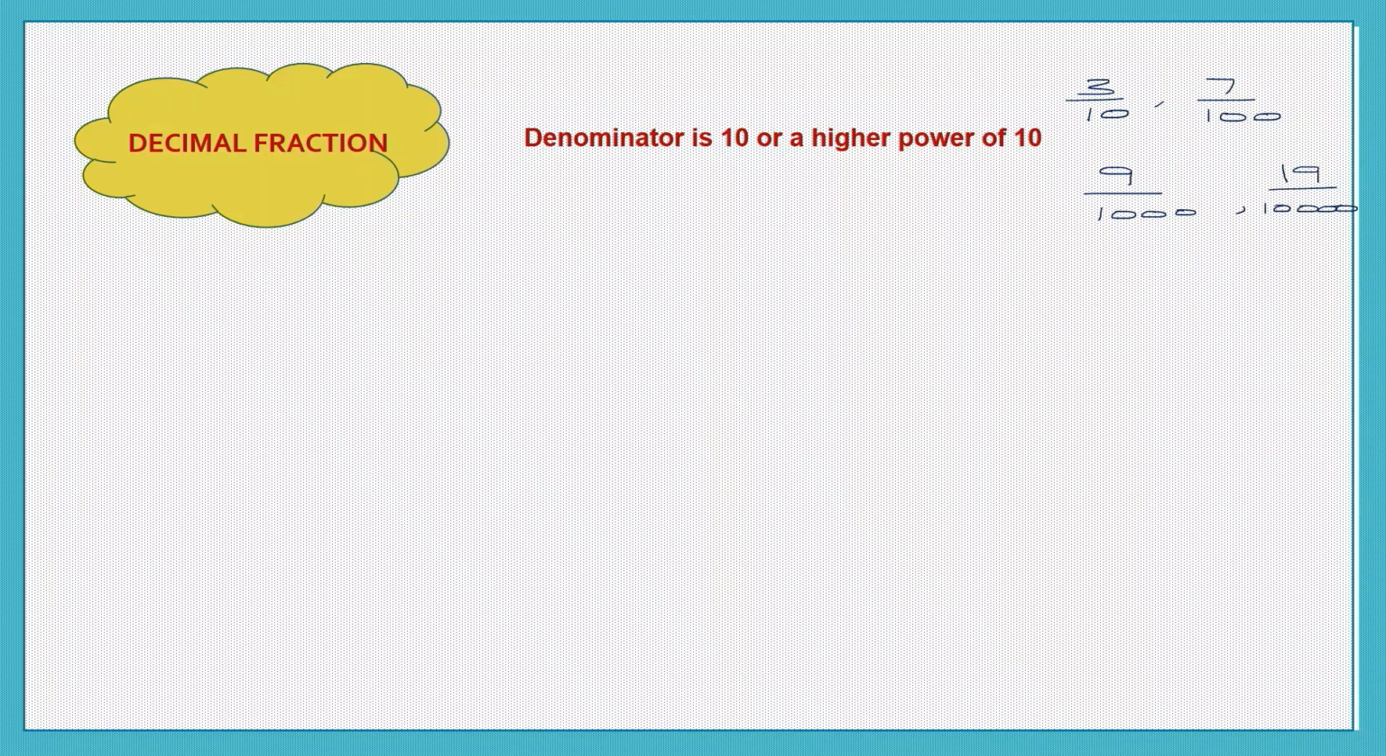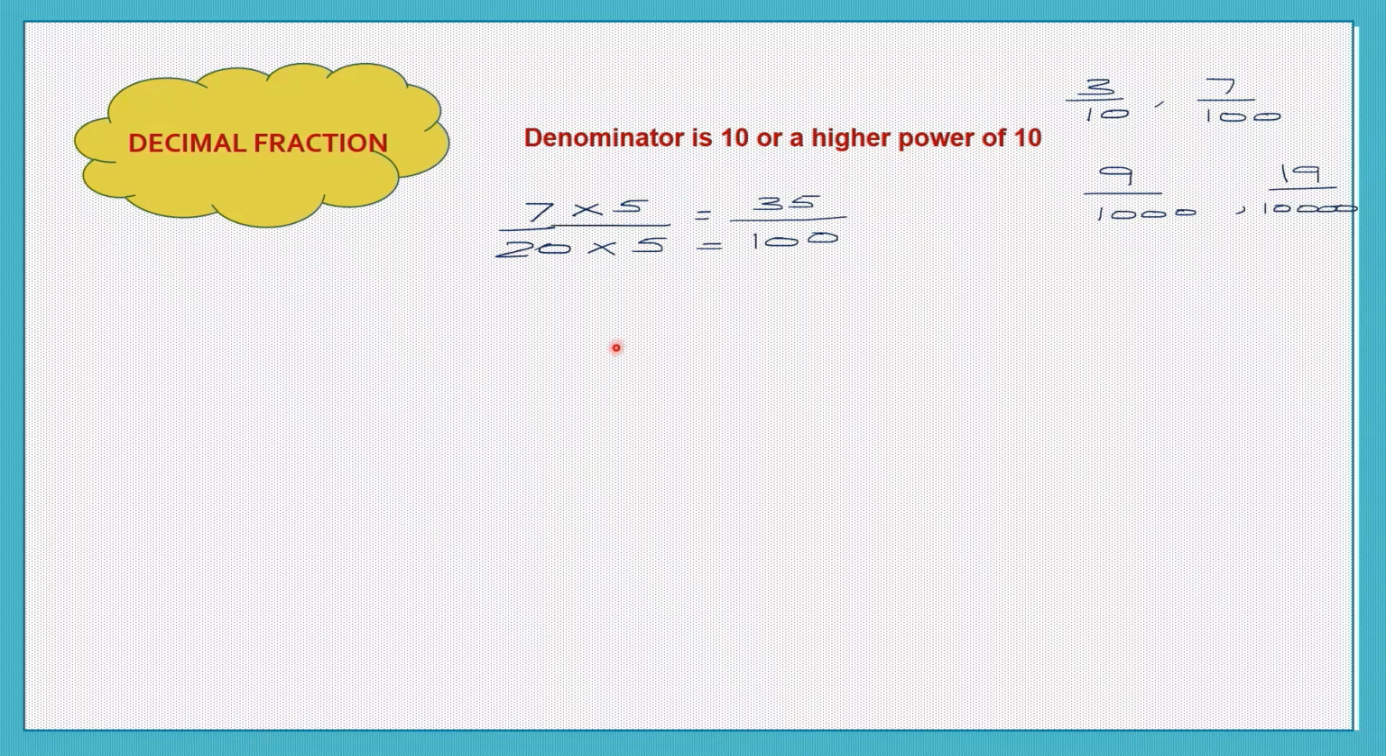Now, there is another fraction which can be called a decimal fraction. Suppose I have 7 by 20. Can you see the denominator is not 10 or a higher power of 10, but we can make it a higher power of 10. How can I make the denominator a higher power of 10? If I multiply 20 by 5, what will I get? 100, isn't it? So now I've got 100. So when I multiply the denominator by 5, I have to multiply the numerator also by 5. So what do I get here? 7 5s are 35. So now what is my fraction? 35 by 100. Now the denominator is 100, so it is a decimal fraction.